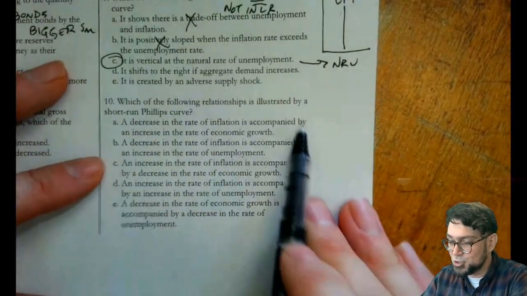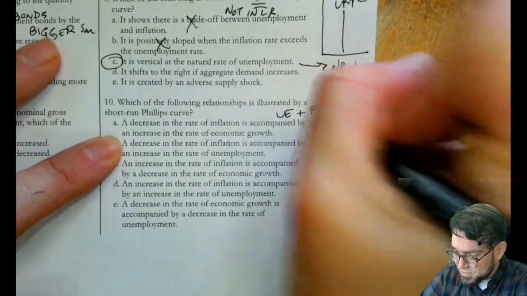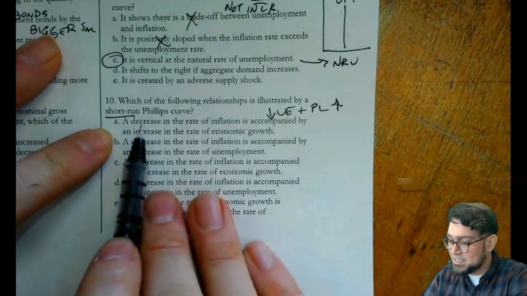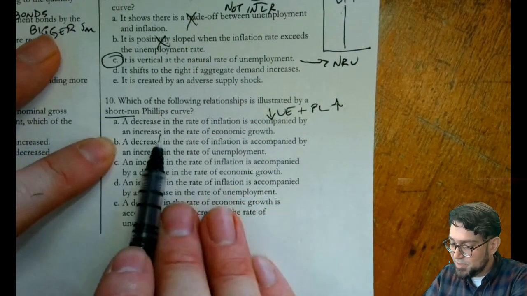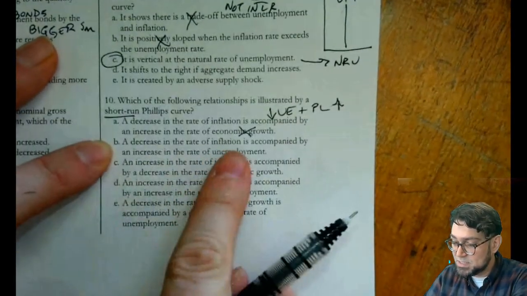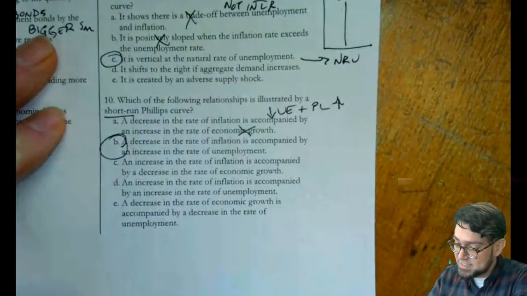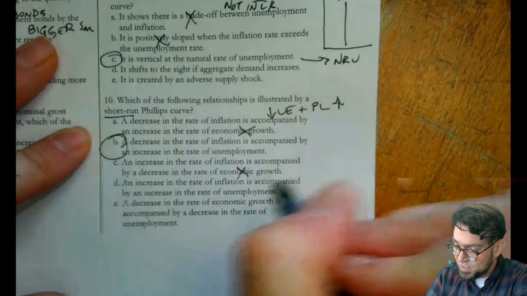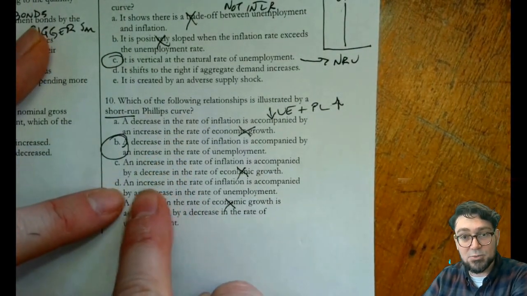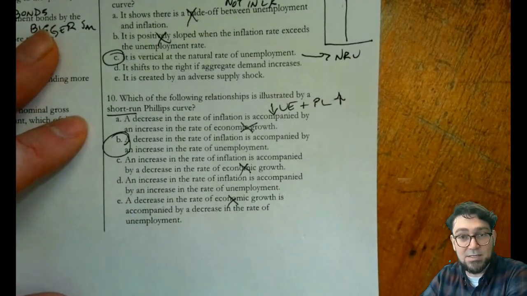Number 10, which of the following relationships is illustrated by the SRPC? It would be unemployment and price levels. And if one goes up, the other goes down because it's in the short run. A decrease in the rate of inflation is accompanied by a decrease in the rate of economic growth. No, that's not what it tells us. Inflation and unemployment. A decrease in the rate of inflation is accompanied by an increase in the rate of unemployment. That is true. B is our correct answer. Again, economic growth is not part of it, so we can rule out those. And these other ones are actually the opposite way. Where it says increase in the rate of inflation accompanied by increase in the rate of unemployment, that would be an upward sloping SRPC, and that doesn't happen.